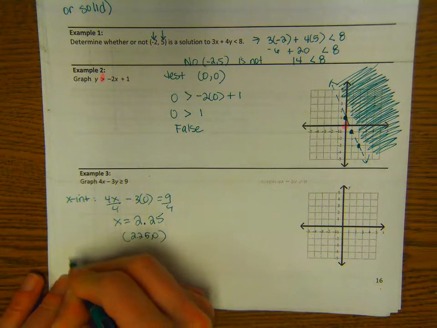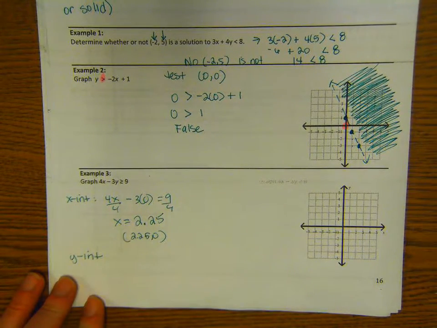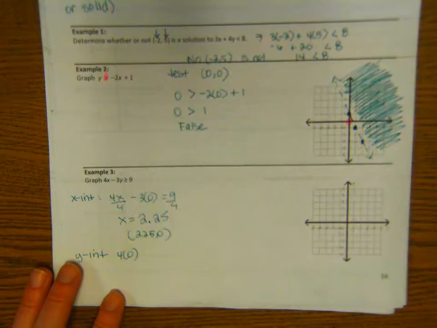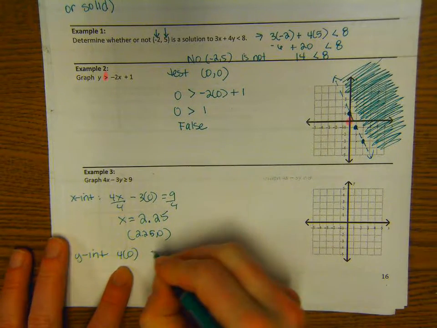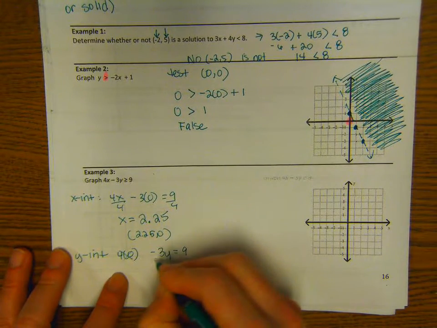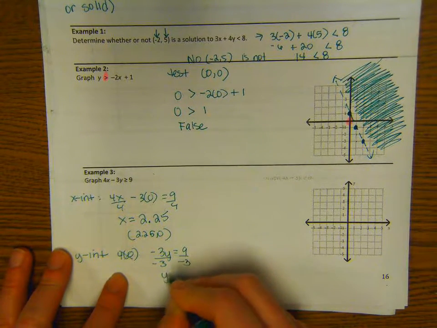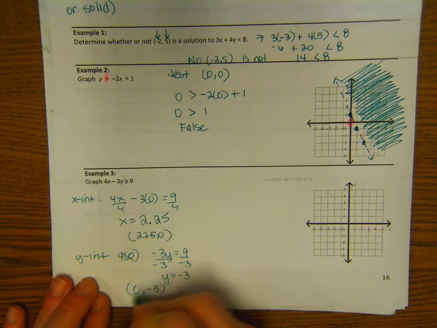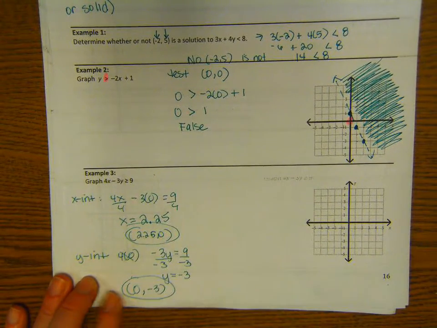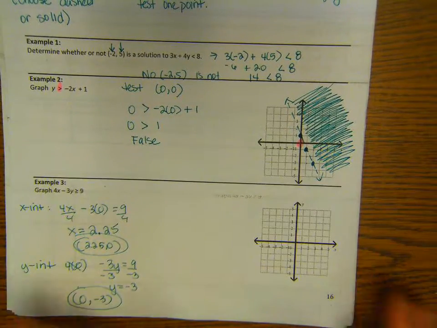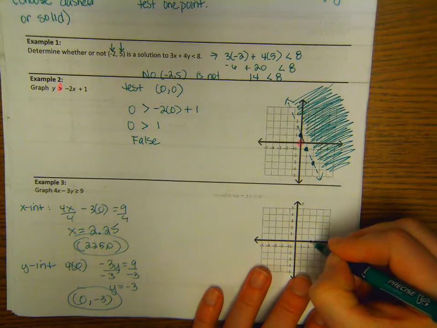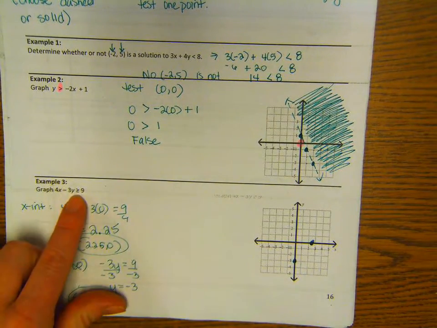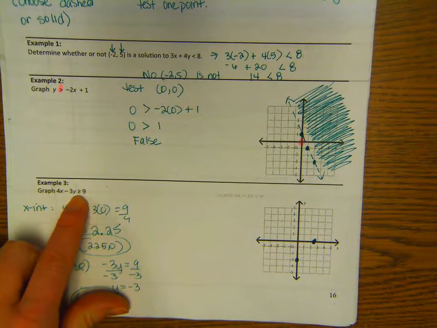For the y-intercept, I put 0 in for x. Minus 3y equals 9. I divide by negative 3. y equals negative 3. So that's the point 0, negative 3. So I'm going to plot those 2 points. 2.25, 0 would be right here. 0, negative 3 would be right here. And this is going to be a solid line because it's greater than or equal to.